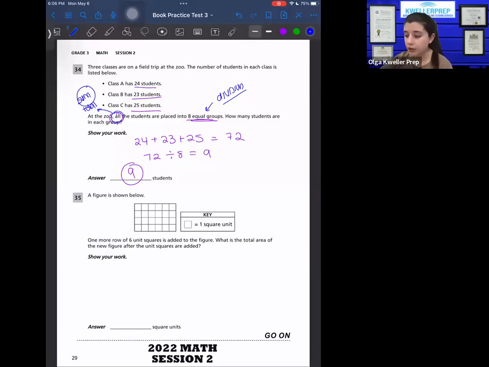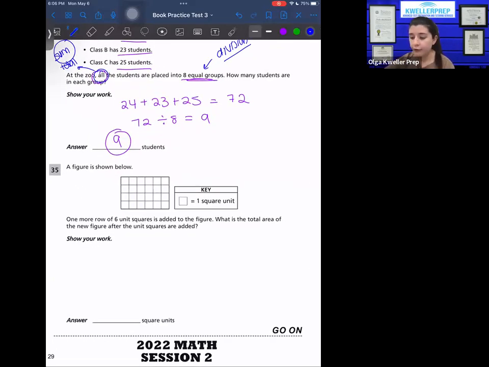Excellent. So let's tackle the next one. We have a figure shown, and it says 1 more row of 6 unit squares is added to the figure. What is the total area of the new figure after the unit squares are added? Okay, so what does a row mean?